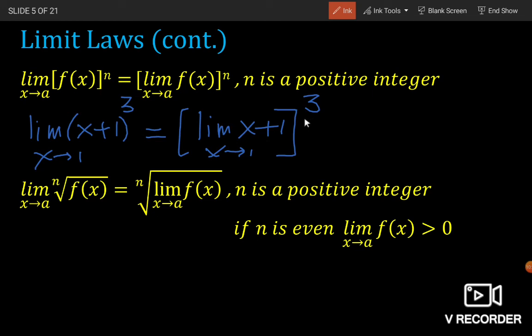Similar to this, by the way, you have to take note that n is a positive integer. So positive integers are like 1, 2, 3, 4, 5, 6, and onwards.